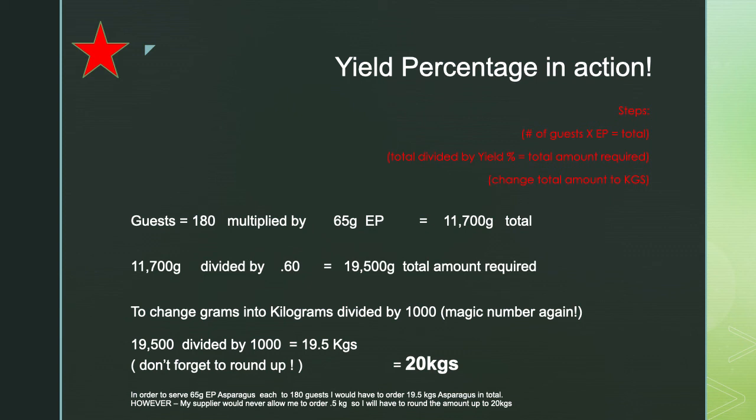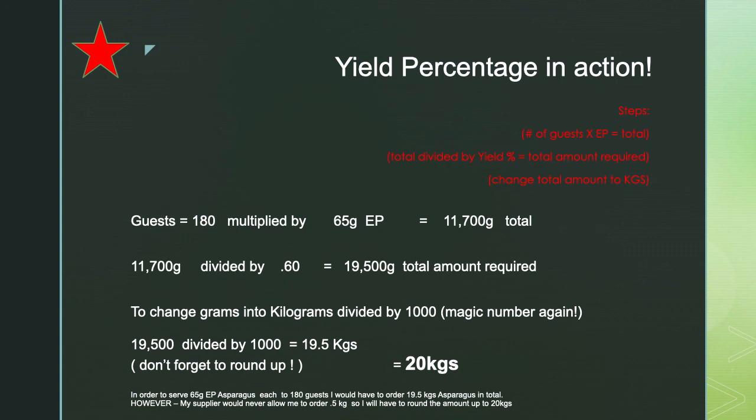So in order to make sure that my 180 guests get 65 grams of cooked and trimmed asparagus each, I am actually going to have to buy 19,500 grams of raw asparagus, untrimmed, in order to feed my guests. Otherwise, I'm going to have too little by the time I peel it down.